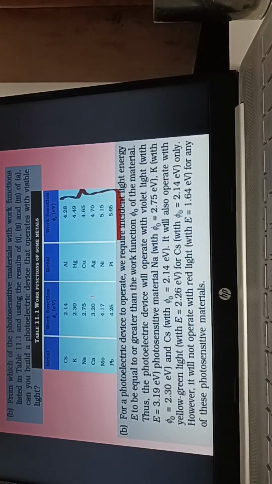Calcium just liberates electrons, that's all. So only cesium, potassium, sodium can give photoelectrons by visible light, but the others cannot. For these, what do you have to do? You have to go for ultraviolet light. With ultraviolet light, emission will take place from the remaining ones: molybdenum, lead, aluminum, mercury, copper, silver, nickel, and potassium.